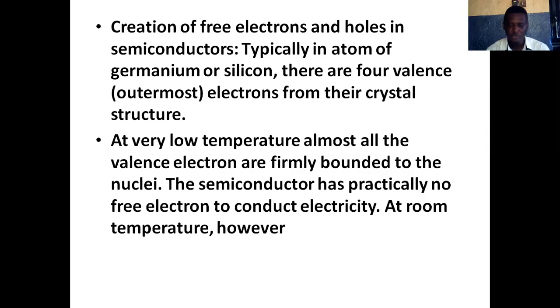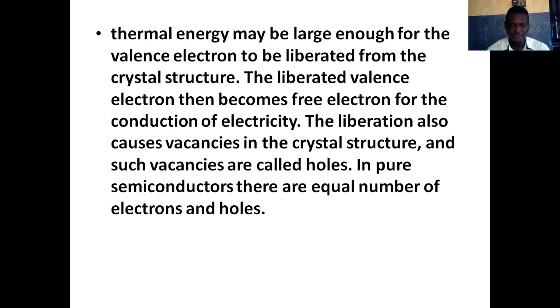But at room temperature, however, room temperature can begin from 20-something degrees to 30-something degrees. So at room temperature, which is higher than very low temperature, thermal energy may be large enough for the valence electron to be liberated from the crystal structure. Thermal energy is what we call heat energy. Another word for thermal is heat energy. So this heat energy is sufficient to liberate an electron from an atom. Liberation is just a big word for what? Moving or pushing away or jumping away, whatever you want to call it. Just view it as if an electron is flying away from what? The atom. So the liberated valence electron becomes a free electron for the conduction of electricity.